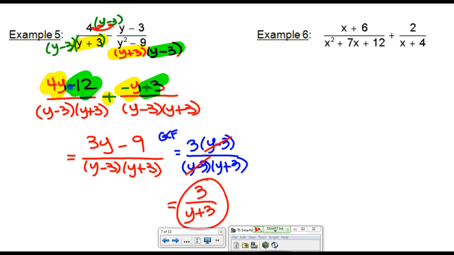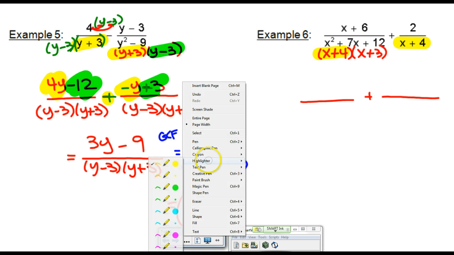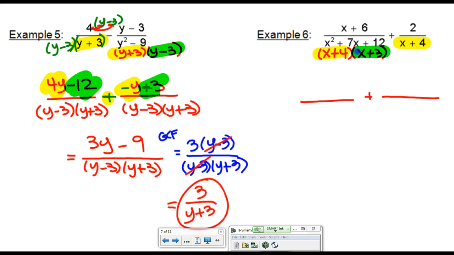All right, one more, and then I'll have you guys try some on your own. Problem 6, really hard to maybe tell what the common denominator is, so I'm going to factor this out. X squared plus 7x plus 12 factors to be x plus 4 times x plus 3. Both denominators have an x plus 4 group in it. All we're missing is the x plus 3 group. So I'm going to have to multiply that into x plus 4.